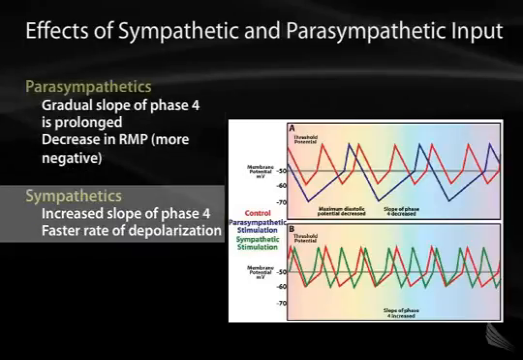Diagram B shows a sympathetic stimulation. Control again is in red. In green, you have sympathetic stimulation from epinephrine. And you can see that the heart rate has increased because the slope of the funny current has also increased.